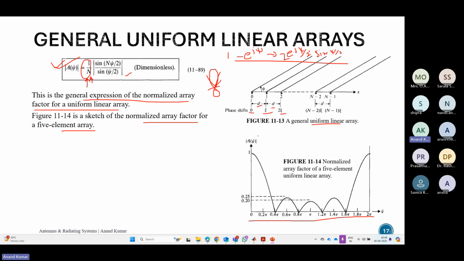So this is how the array factor looks, starting from 0 to 2 pi, in the Cartesian coordinate. We discussed in one of the classes that we can plot in either Cartesian or polar coordinates. If we do that, the polar plot will look something like this: a major lobe and then a smaller lobe. This would be 0, and this direction would be pi.